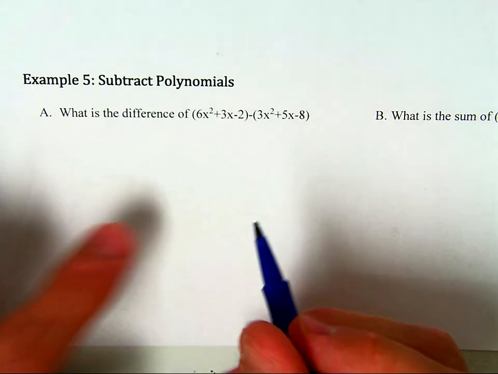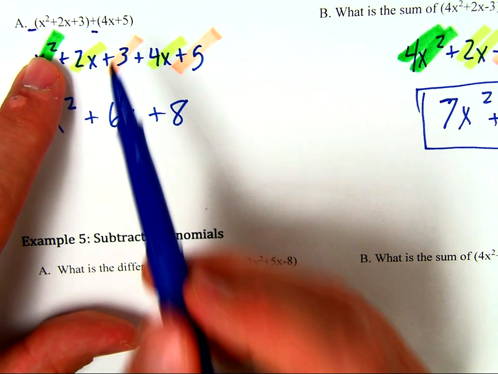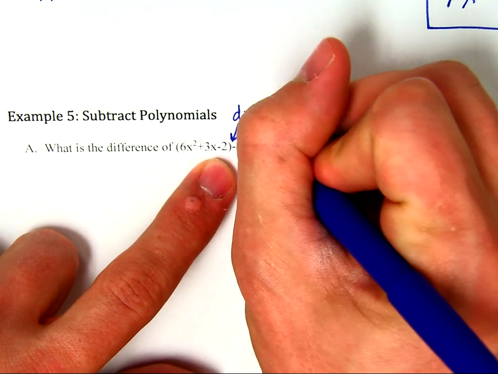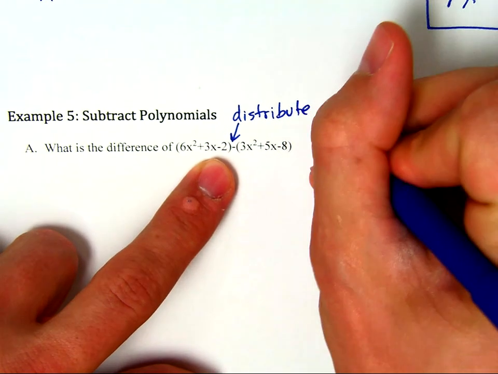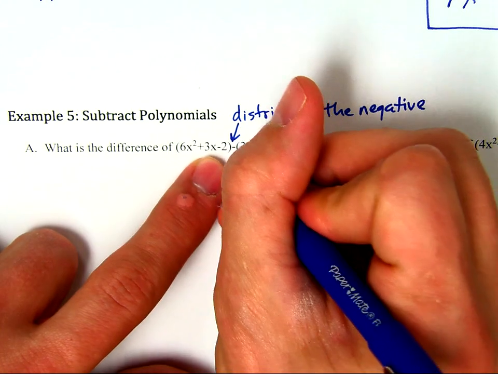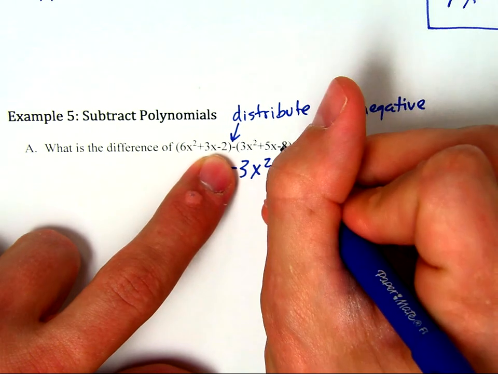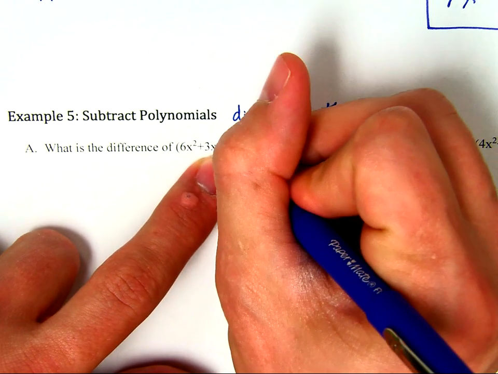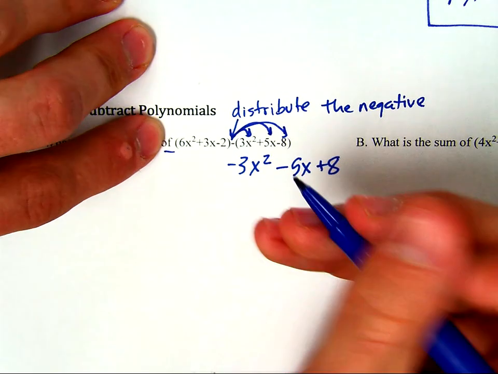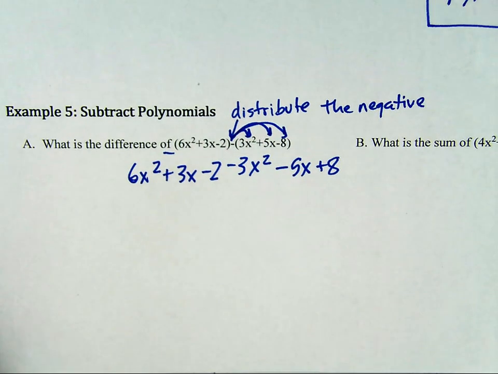Example 5 is subtracting. The big difference with subtracting is notice that, remember how I said if there's nothing outside the parentheses, we can just drop the parentheses. But here we have a subtraction. So we have to distribute the negative. So this becomes a negative 3x squared. The 5x becomes a negative 5x. The negative 8 becomes a positive 8. There's nothing outside here, so we can just drop these.